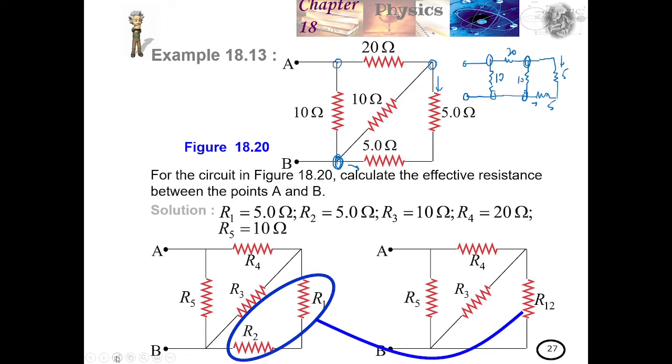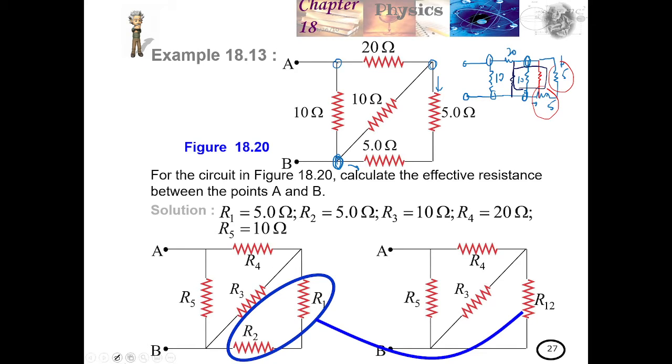After you have rearranged, you can start with 5 and 5 connected in series. After you have finished 5 and 5, you have a new equivalent resistor over here. Then you have to combine that new effective resistance with a certain number. I don't know what this number will be. You combine with the 10 over here, and now you have a new resistor.